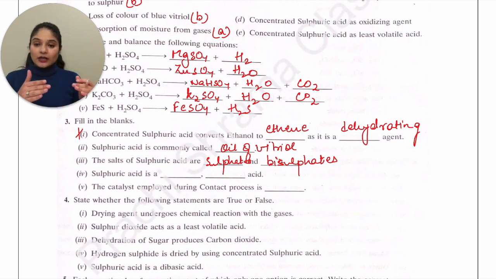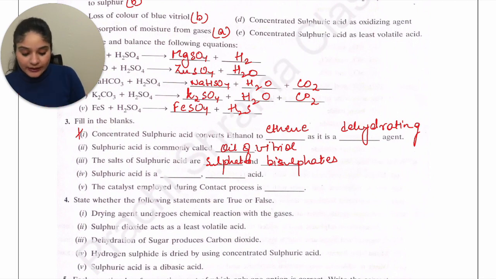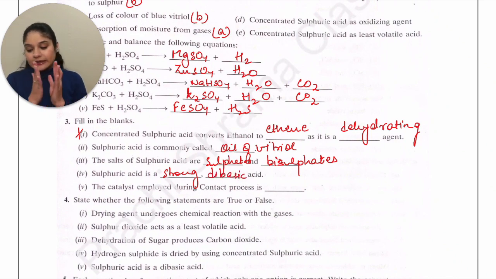Now the fourth one is sulfuric acid is a dash, comma dash acid. So any property that you know of acid, sulfuric acid that can go in this is acceptable. For example, we can say sulfuric acid is a strong acid. We can say it's a dibasic acid. So you can write any of those. So sulfuric acid is a strong dibasic acid.